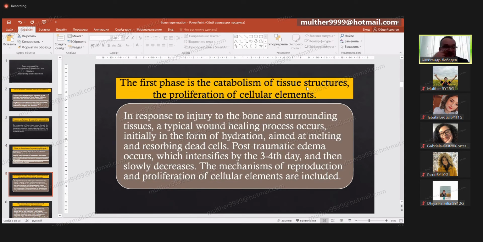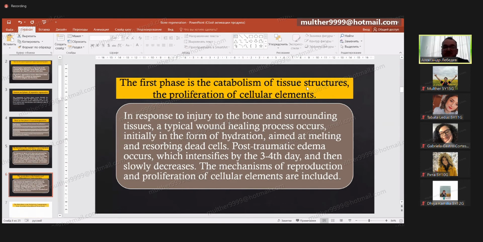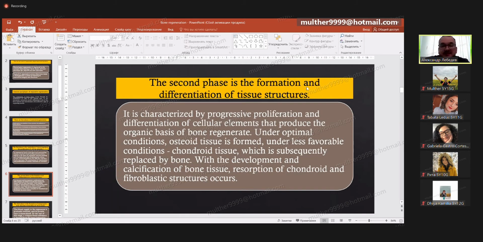And let's try to describe all of them in more depth. I told you about the definition of the first phase. I told you 3 to 4 days, but usually it happens nearer to 1 week after the fracture. And we see the proliferation of cellular elements. We see the differentiation of osteoblasts, and we start to see the remodeling of the bone tissue. The second phase is the formation and differentiation of the tissue structures.